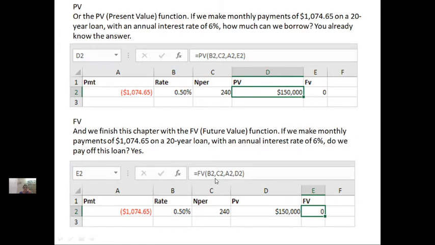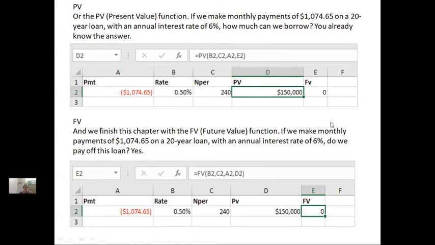Do we pay off this loan? Yes, we can pay off this. Then the future value will be zero, that is, you can pay off the loan completely. That is the FV function. PMT is $1,074.65, rate 0.50%, N per 240, PV $150,000, future value will be 0.